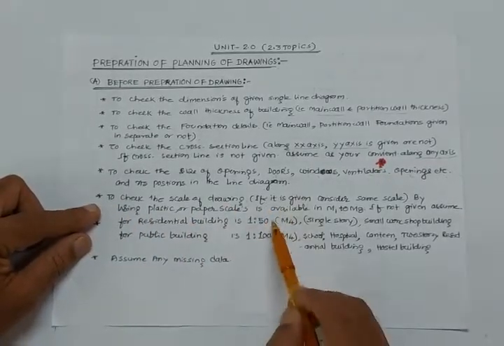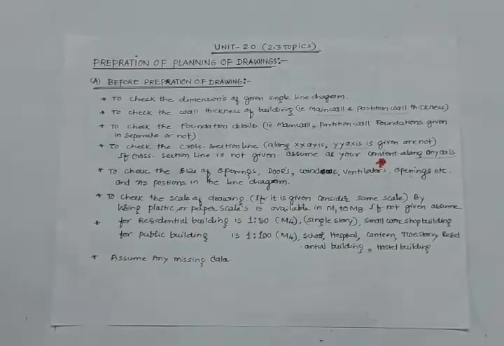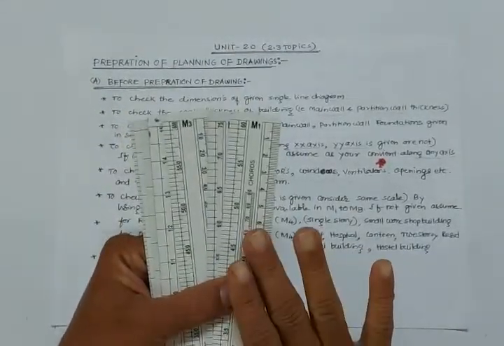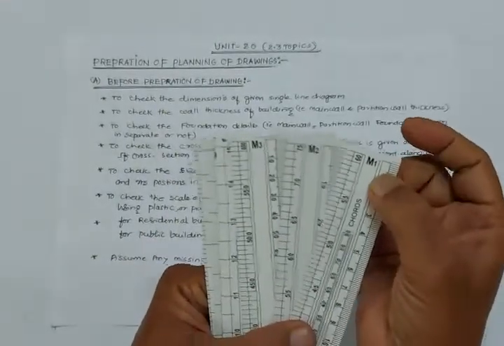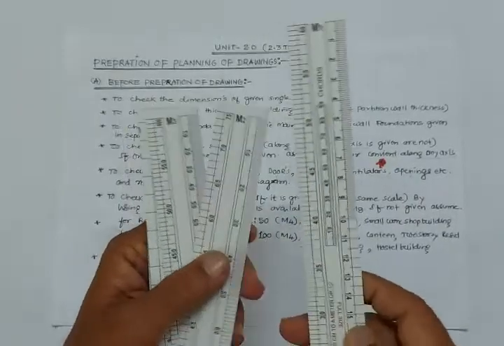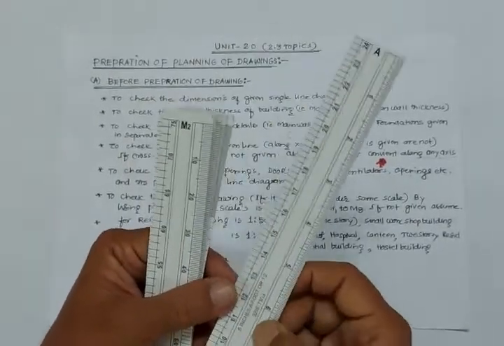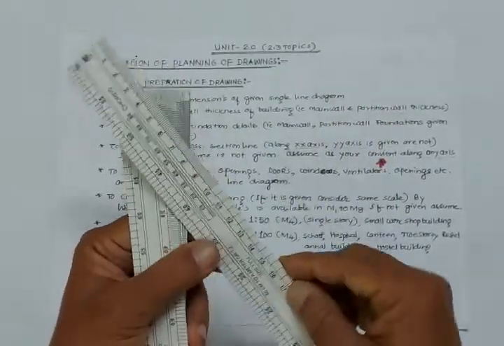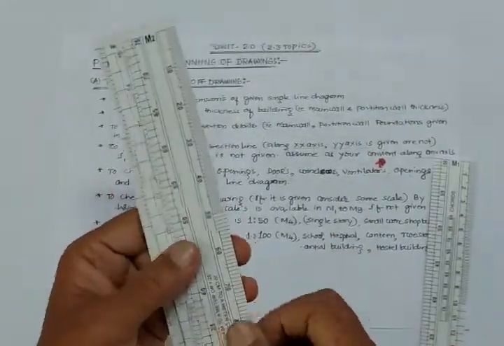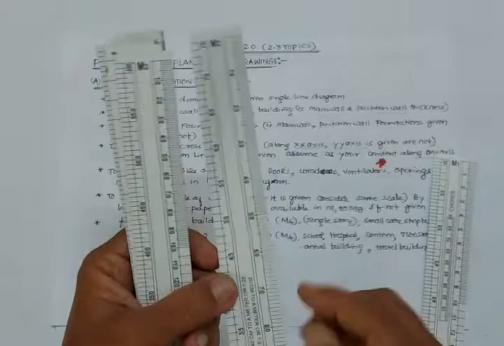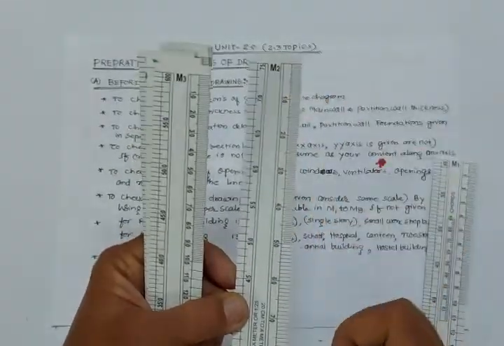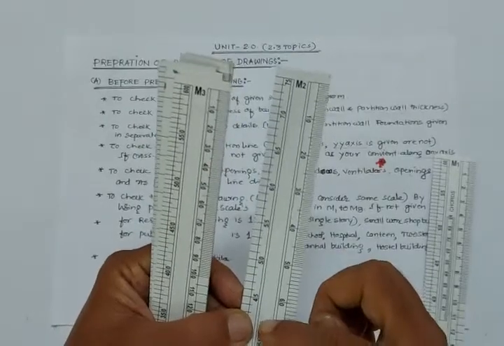Next one is to check the scales of the drawings. Suppose the scale is given. Scale means, suppose there are a total of 8 scales given, that is M1 to M8. It indicates this is M1, and for M1 the size is given. Suppose like this, the full scale is given, 1:2. And next one is M2, which is given 1:1.5, and M2 also includes 1:25.